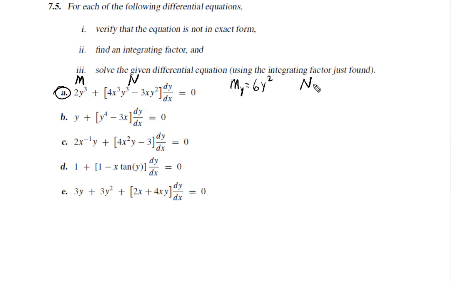We need to do the derivative of N with respect to x. The derivative of N with respect to x on this first term would be a 12x squared y cubed, and the second term would be 3y squared. So obviously they are not equal to each other, therefore it is not in exact form.